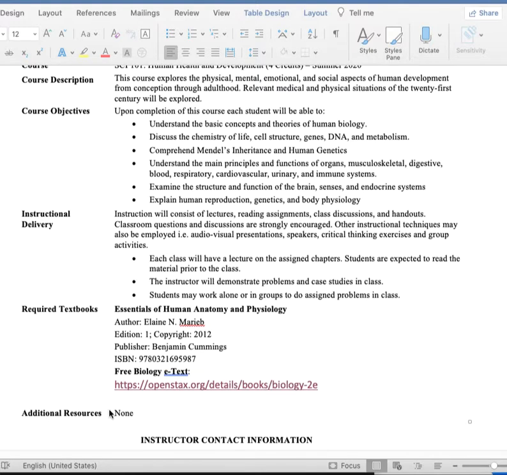Here are 2 kinds of text. One is Essentials of Human Anatomy and Physiology. This book includes several kinds of organ systems.